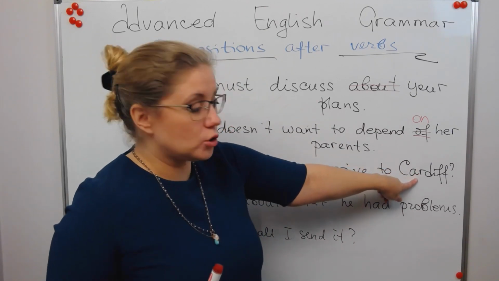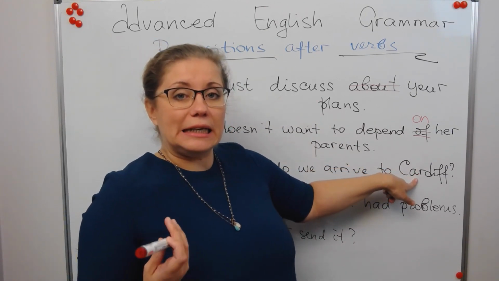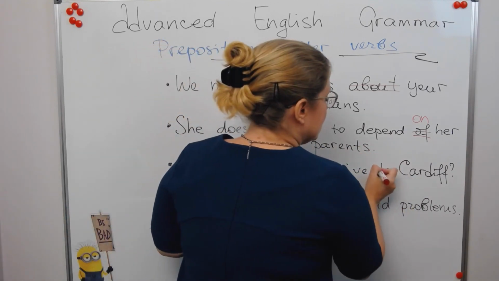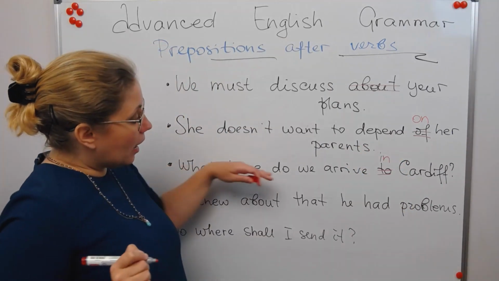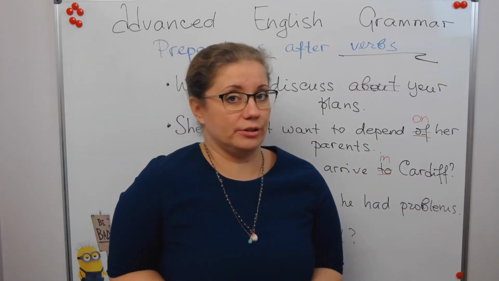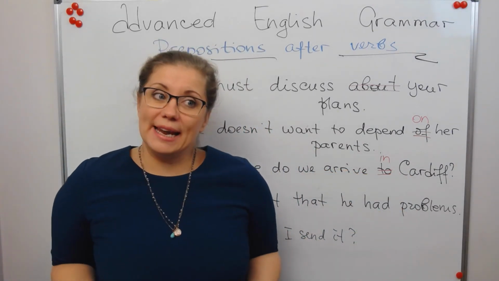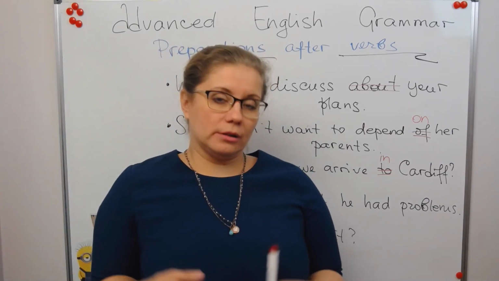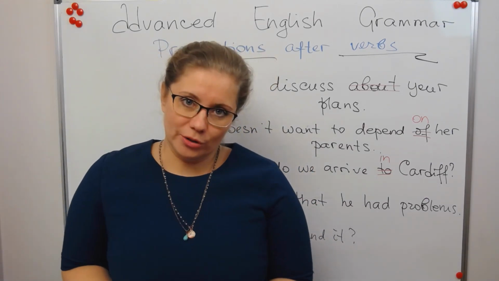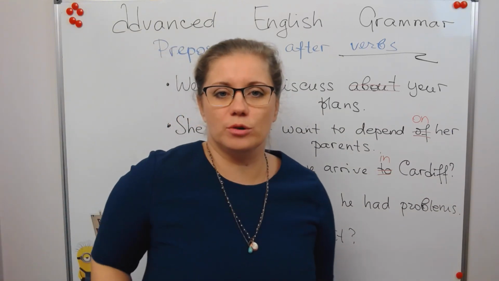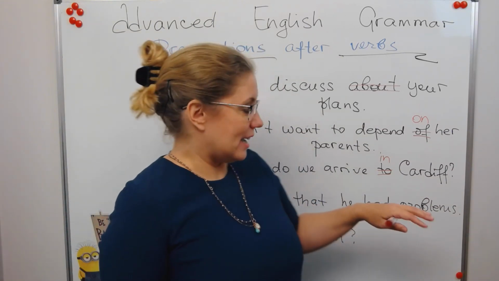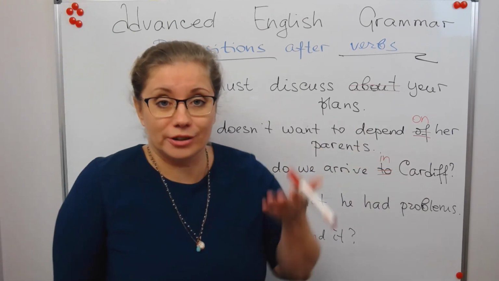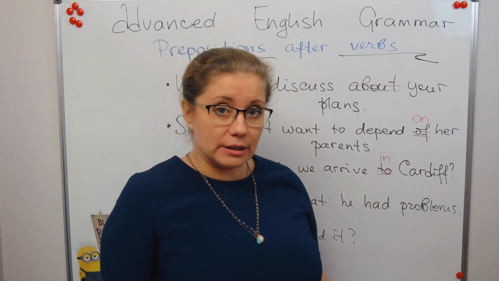If you are talking about arriving in a city or in a country, you need to say in. What time do we arrive in Cardiff? And this doesn't make any sense because with all other verbs of movement, you will be using the preposition to. And what's more confusing, I emphasize that, city or country. What time do we arrive in England? Well, we don't normally say it, but okay.